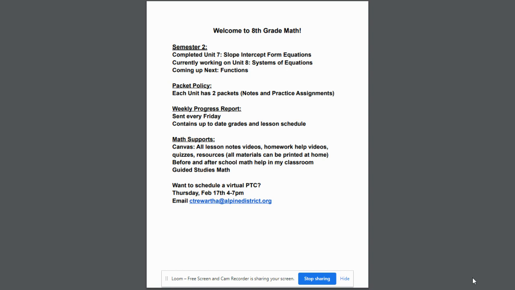There's also a resources page for each of the units, and any of the class materials, any of the quiz papers, any of the notes packets or practice assignment packets can be printed from home. And so if you find yourself missing any of the materials, or if your student has lost any of the materials, everything can be found on Canvas and printed from home.